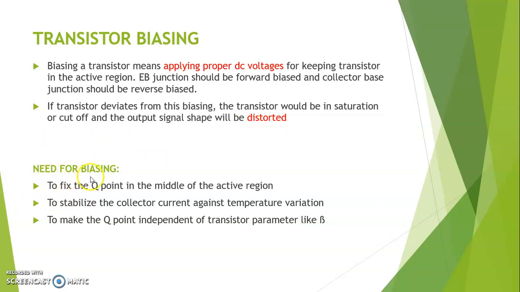Next is a previous university 3-mark question. What is the need for biasing? Biasing means to apply proper DC voltage. So proper DC voltage when applied will fix the Q point in the middle of the active region. It also stabilizes the collector current against temperature variations. That is, if the temperature increases, the collector current will also change and the Q point will vary. So there should be a circuit that will stabilize the collector current against other changes. Then the last point is to make the Q point independent of transistor parameters like beta. That is, the Q point, that is IC or VCE, should not change depending upon beta.